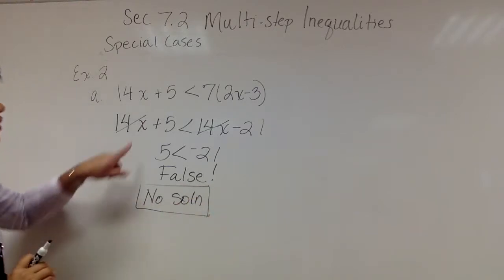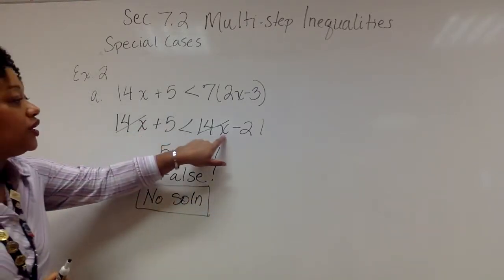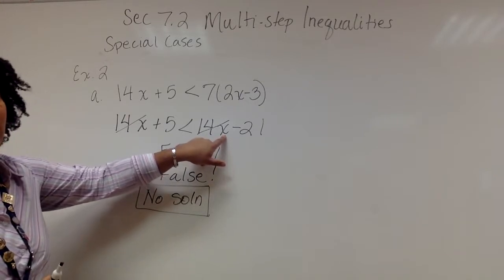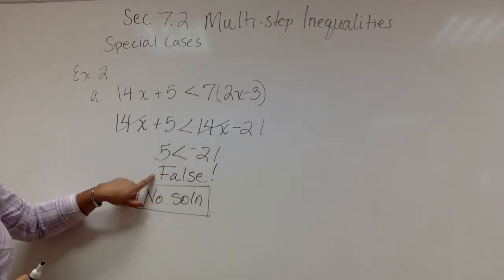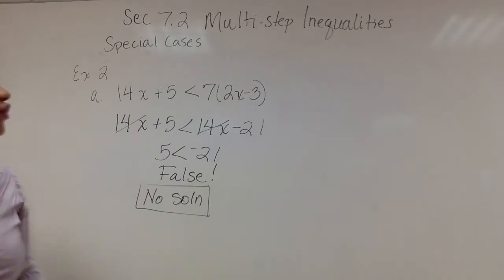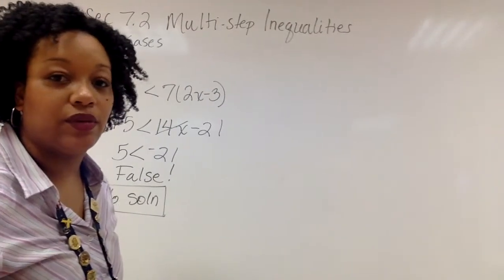Which means it doesn't matter what value you would put in for an x. Doesn't matter. It could be 1, negative 1, 2,000, 10,000. This inequality will always be false. Okay? So that's letter A. Let's try letter B. Move this over a little bit so you can see.